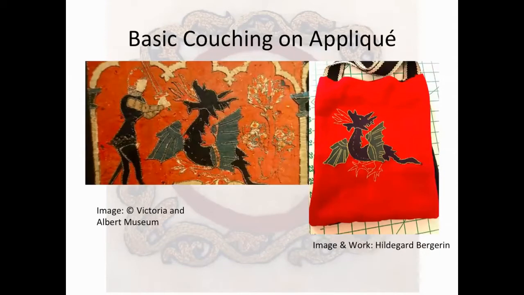There's basic couching seen on appliqué. On the left, there is a panel from the Tristan hanging, currently in the V&A. On the right is a bag front that was inspired by that dragon. And if you look at all of that gold outlining, that's just synthetic gold braid that's couched down. The original had thin strips of gilt leather couched down. I couldn't find thin enough, shiny enough leather to use, so I used that synthetic gold.